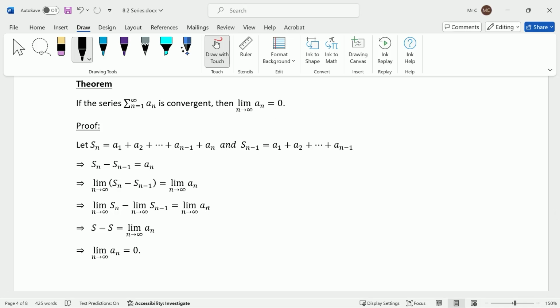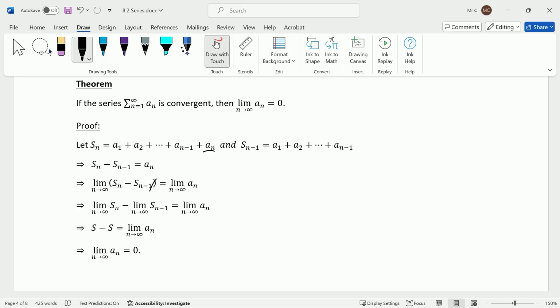So how do we know that? Well, let's take a look at a proof. So we look at the partial sums. S sub n is a1 plus a2 plus ... plus a sub n minus 1 plus a sub n. And we're also going to look at the partial sum of the n minus 1 terms. So here I've only added up a1 through a sub n minus 1. So one less term. And that means that when I subtract these two partial sums, I'm going to get a sub n, because all the other terms are going to cancel, and all I get left with is this term.